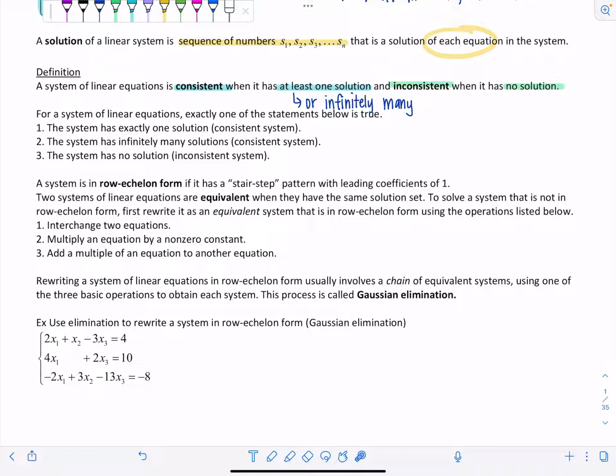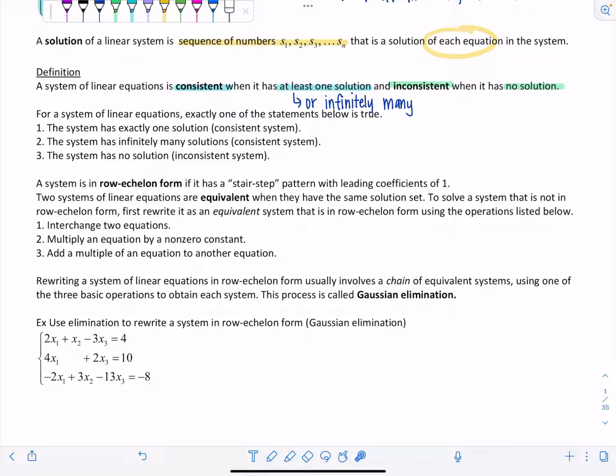All right. For a system of linear equations, exactly one of the statements below is true. So here are your options basically when you're solving. You can have only one of 3 possible scenarios. First scenario, the system has exactly one solution, one unique solution, and it's consistent. Option 2, the system has infinitely many solutions, still a consistent system. Option 3, the system has no solution, making it inconsistent. All right. And you've probably classified these before in some of your more elementary math courses, so this terminology should be a bit of a review.